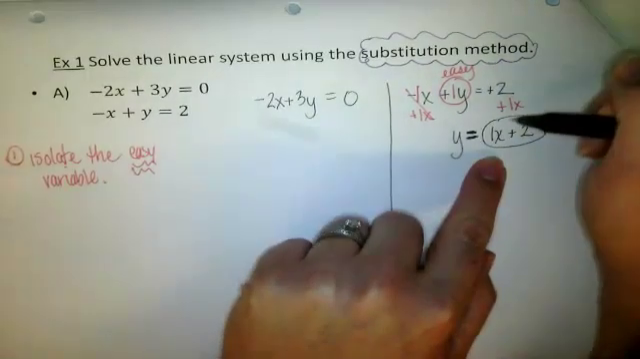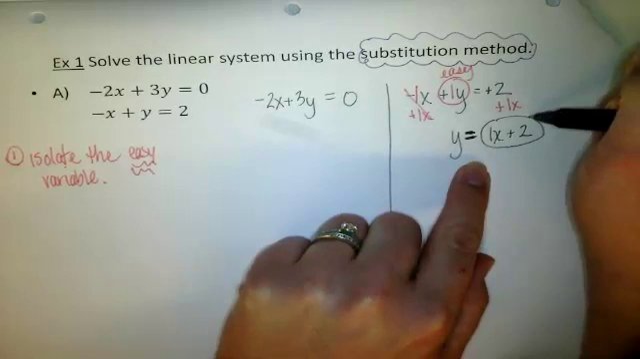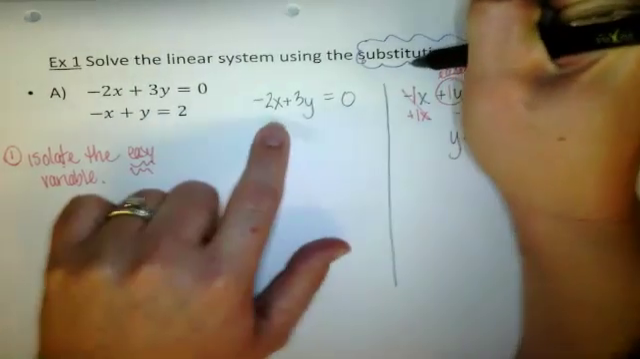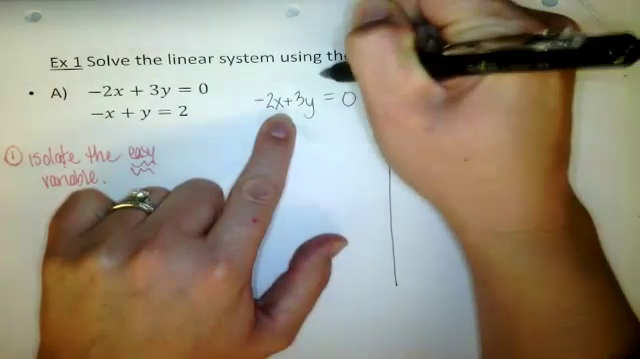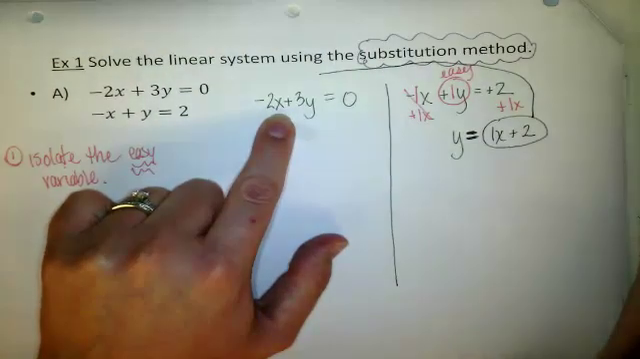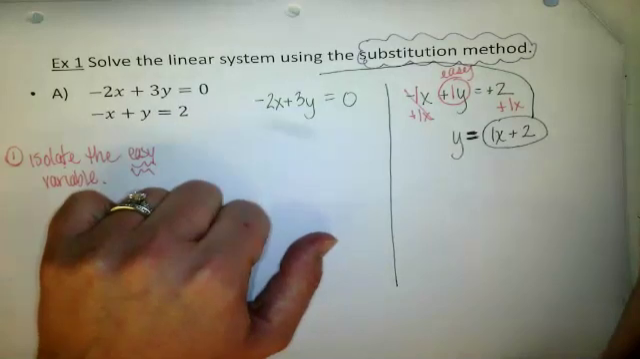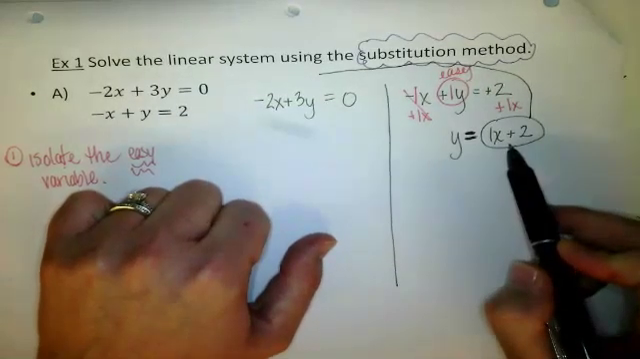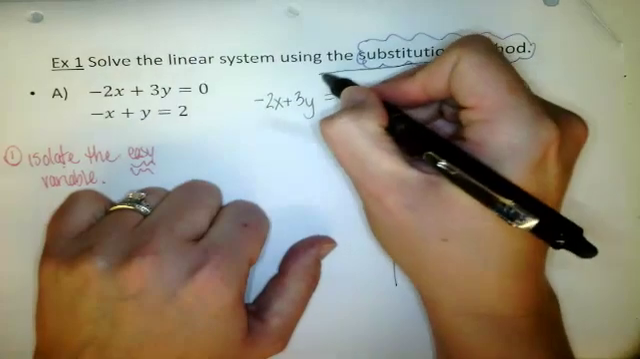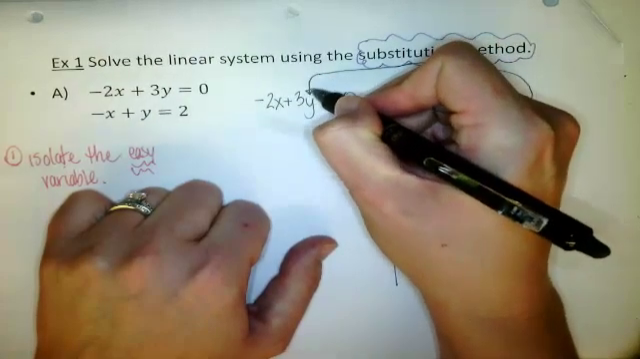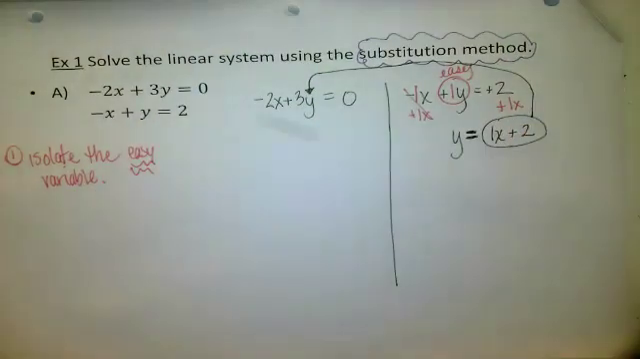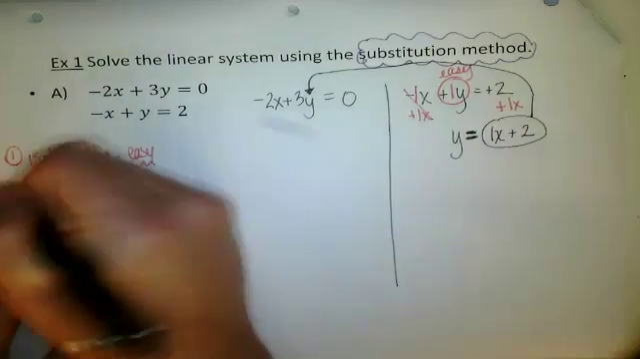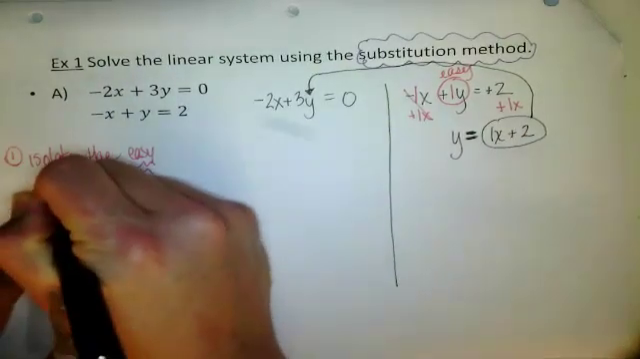So what I'm going to do is take this 1x plus 2, and I am going to substitute it in place of, what is it going to go in place of? What is 1x plus 2 equivalent to? It's equivalent to y. So we're going to go over here, and we're going to drop it in place of the y. That is the second step. Substitute.